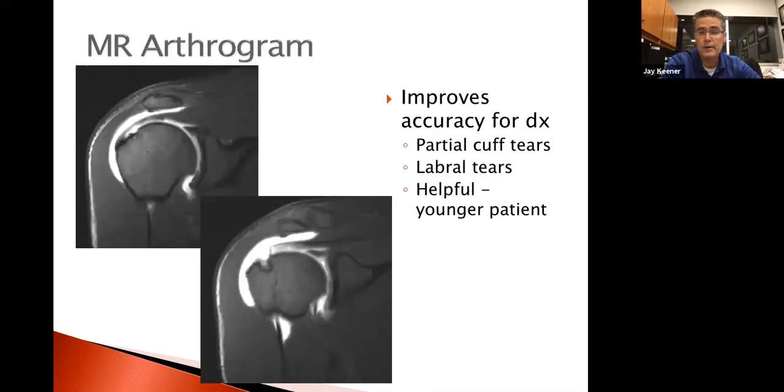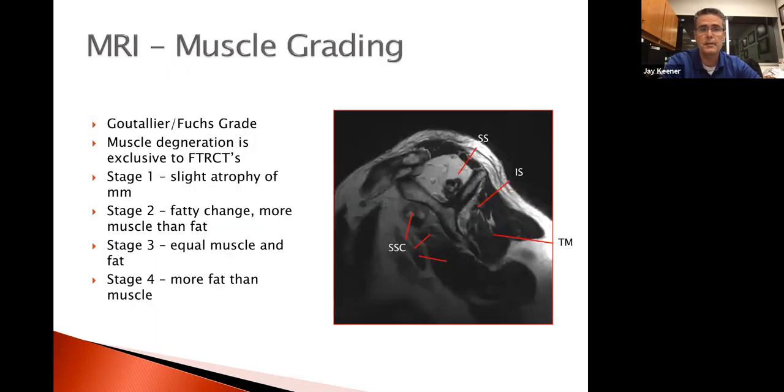MRI arthrogram is very helpful, especially for partial tears and labral tears. It improves the accuracy of those tests. I tend to do ultrasound a lot. If I have a younger patient that has an exam that's not quite straightforward, I think an MRI arthrogram is more helpful to delineate cuff disease from labral tears, basically.